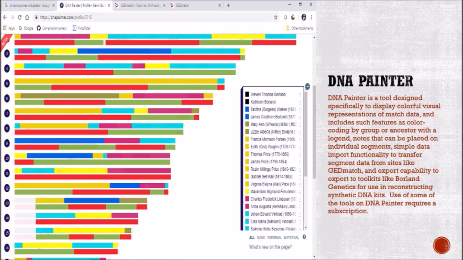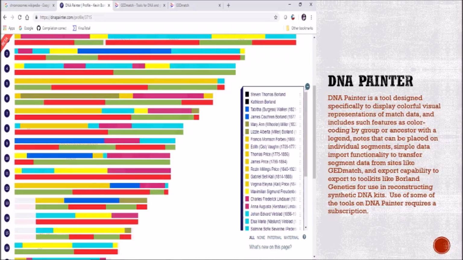And then if you click on any of these segments, you can store notes in there. You can put in the exact beginning and end points. You can specify whether it's build 36 or build 37. You could have notes for the entire project. And I would say DNA Painter right now is the most versatile visual representation for segment data available today, and it's free.